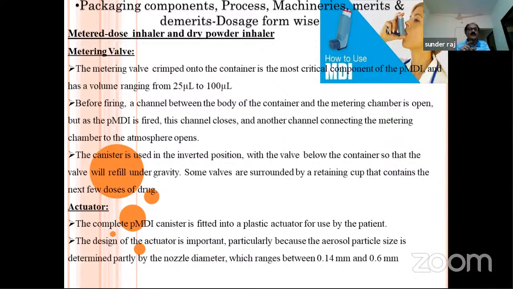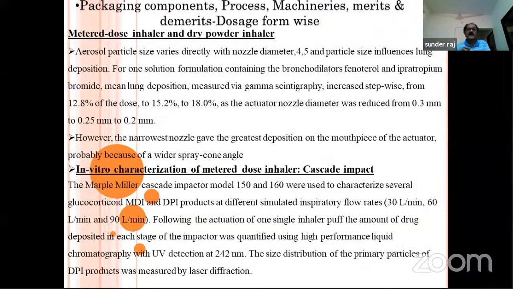Metered-dose inhaler and dry powder inhaler. Aerosol particle size varies directly with the nozzle diameter, and particle size influences lung deposition. For one solution formulation containing the bronchodilators fenoterol and ipratropium bromide, mean lung deposition measured via gamma scintigraphy increased stepwise from 12.8 to 15.2 to 18 percent as the actuator nozzle diameter was reduced to 0.3.